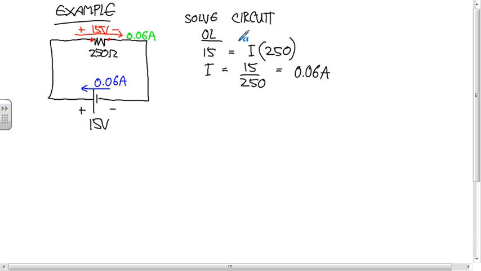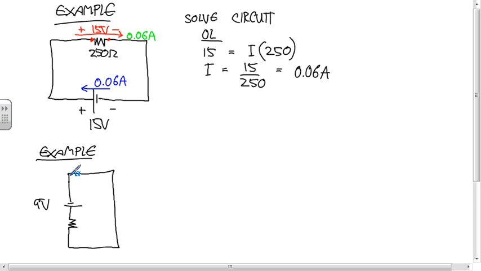Okay, so here's another one. Here, you do this one. Say you have a 9-volt battery connected to a 20 ohm resistor. Solve that circuit. See if you can work through that together.